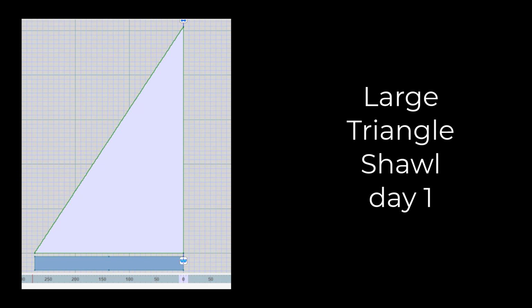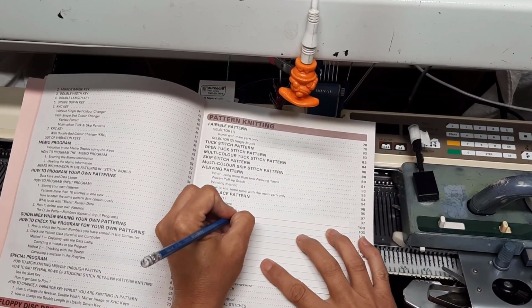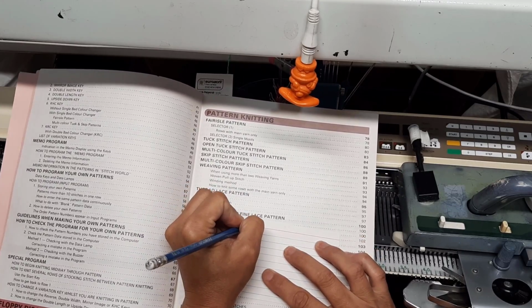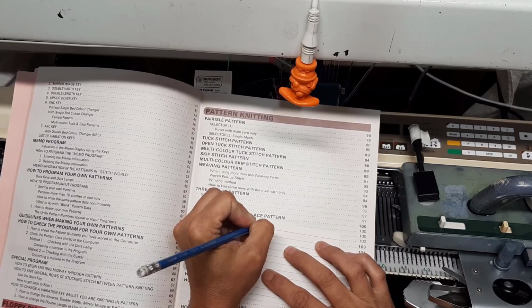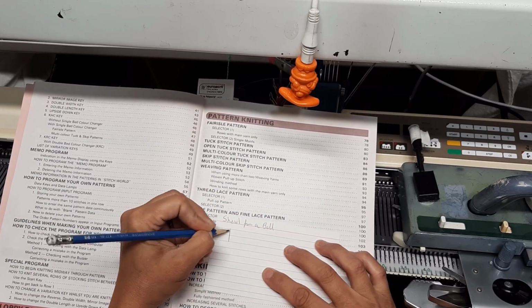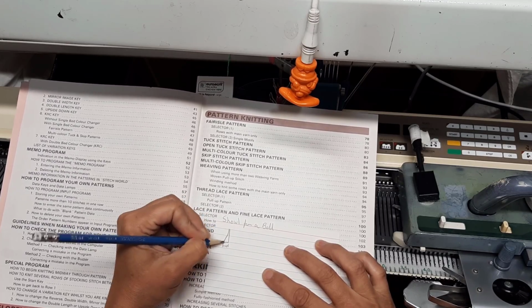Okay, let's start this really large shawl. Okay, so we are going to make a shawl from a ball. It's going to be a triangle, and it's going to have ruffles.